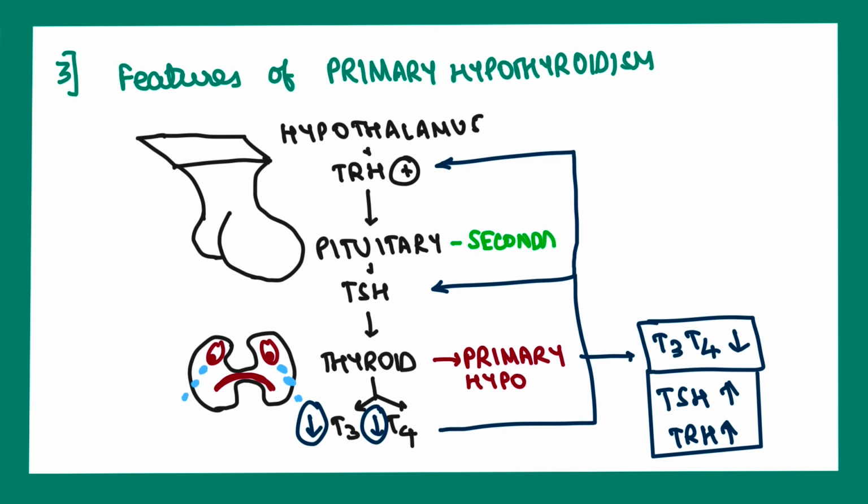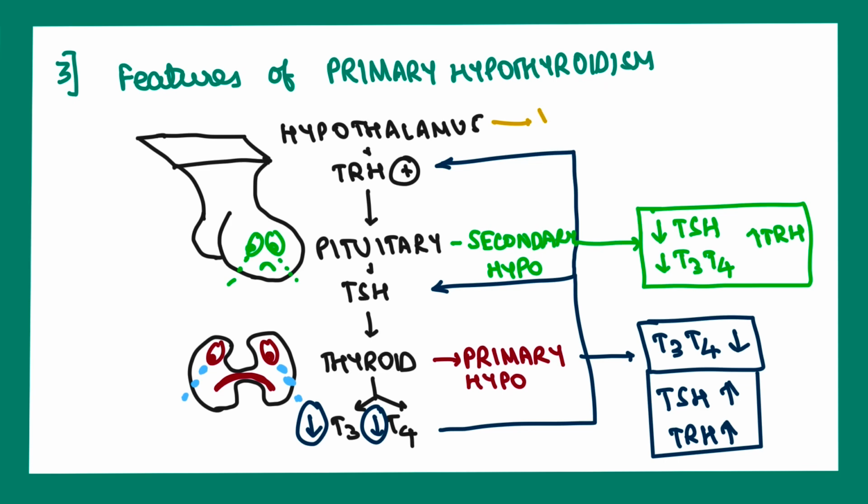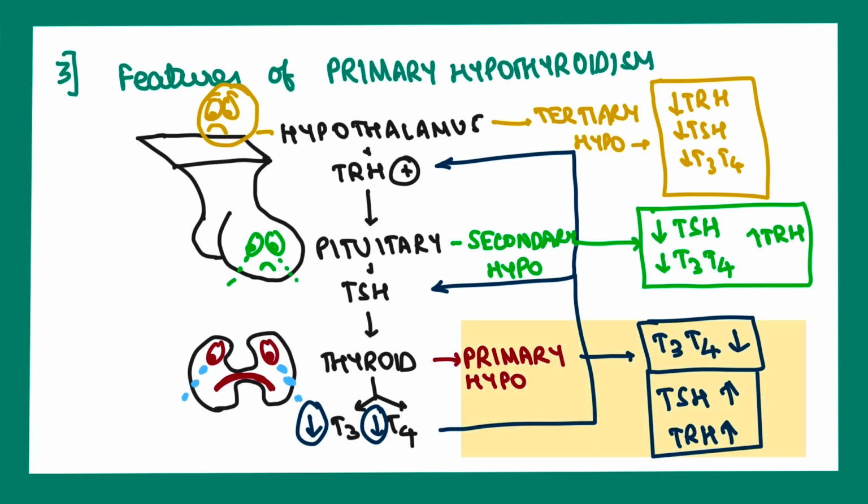If it is secondary hypothyroidism, then the damage is happening to the pituitary gland. So the pituitary is not able to release its hormone, which is TSH. If TSH is not released, T3, T4 will also not be released. By negative feedback, TRH will be increased. Whereas in tertiary hypothyroidism, the hypothalamus will be affected. It won't be functioning. So here TRH, TSH and T3, T4 all will be low. So here in the exam it was asked only primary hypothyroidism, which was low T3, T4 and high TSH.